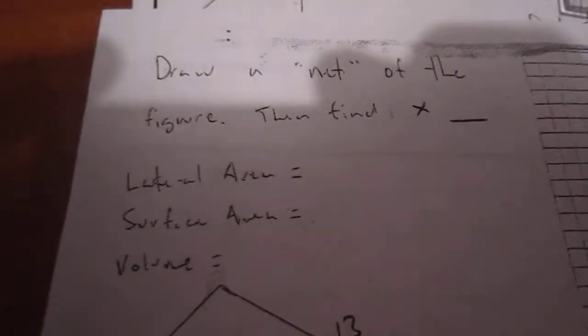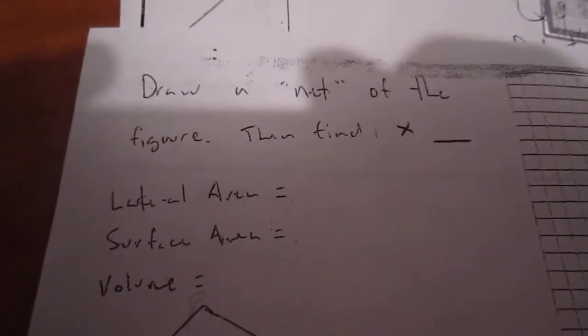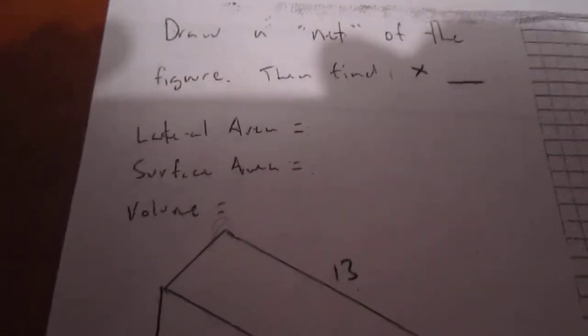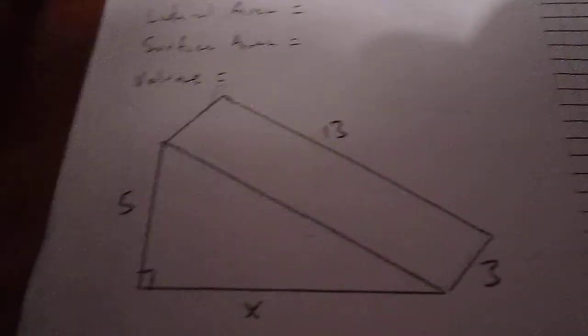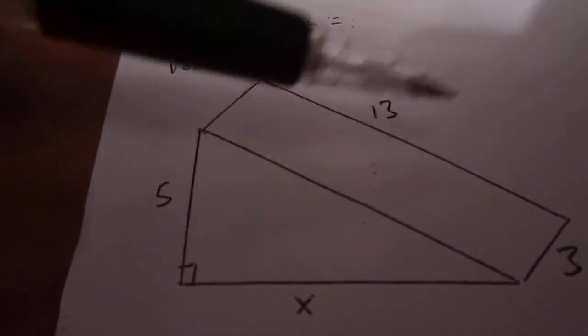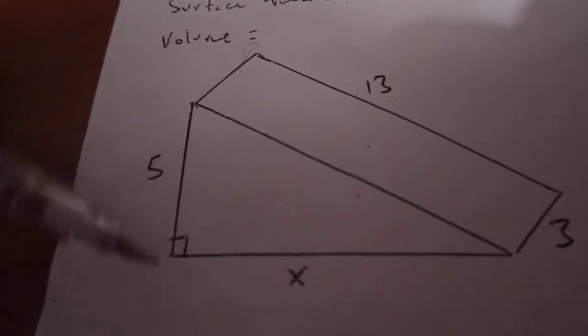Alright, we're on the back side. We're going to draw a net of the figure, then find x, the lateral area, the surface area, and the volume. Alright, well, first of all, what I notice is that if this is 13 and this is 5, then this has to be the third of the Pythagorean triple.